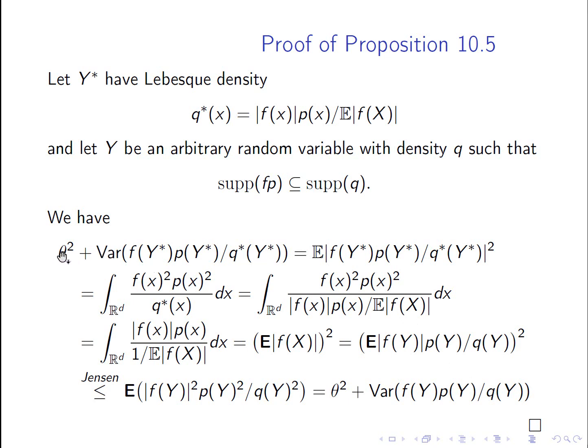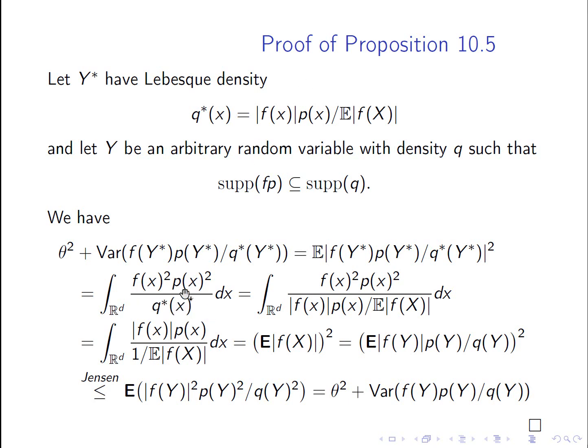So here we have the mean squared plus the variance. The mean squared plus the variance is the second moment. So we have the second moment here, expectation of f of y star times p of y star divided by q star of y star, squared. Okay, let's now use the density. So the density of y star is q star. That's why we have this expression, integral over R^d, f of x squared p of x squared divided by q star of x dx.